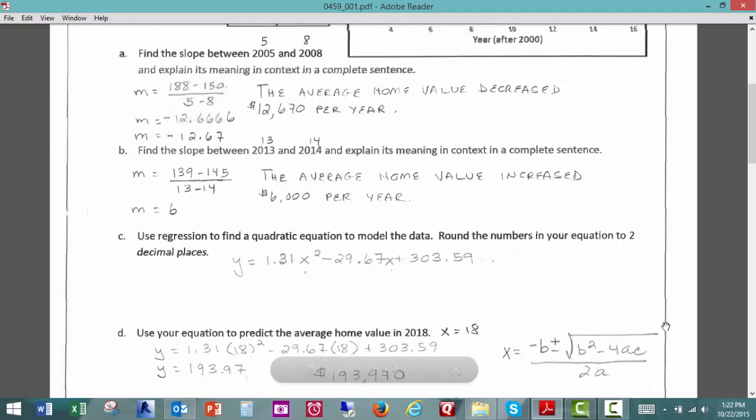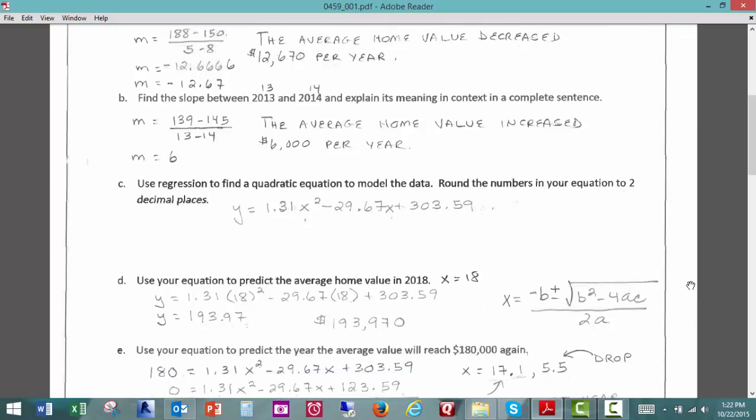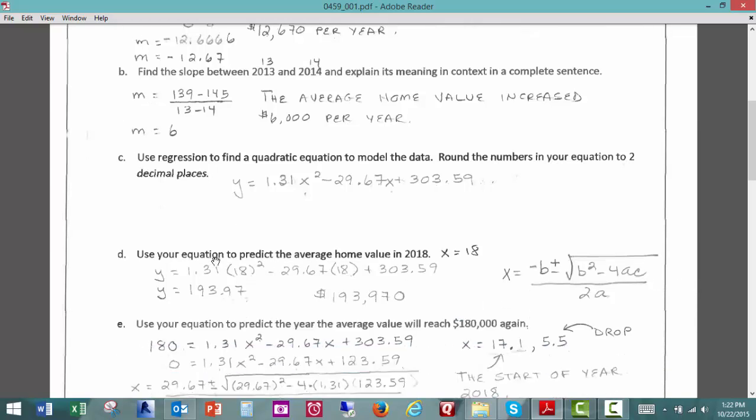On C, it says use regression to find a quadratic equation to model the data. Round the numbers in your equation to 2 decimal places. Well, it's just a matter of taking all those data points in the original table, plugging them into your calculator, and kicking out this equation. In case you can't see it very clearly, it's 1.31x squared minus 21.67x plus 303.59.